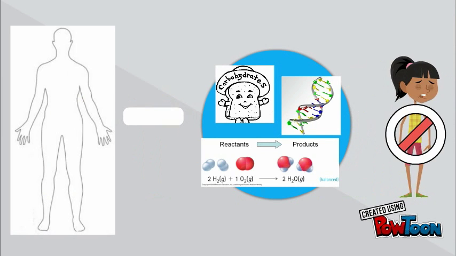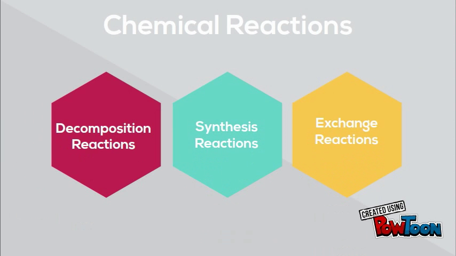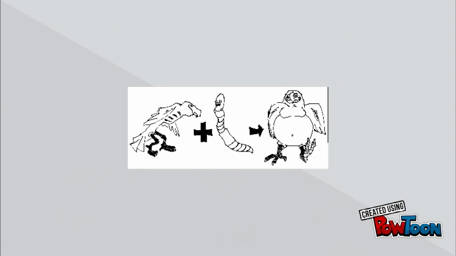If we didn't have chemical reactions, we probably wouldn't be here today. It is also important to know that there are different types of chemical reactions. These include decomposition reactions, synthesis reactions, and exchange reactions. In decomposition reactions, a large molecule breaks down into two or more smaller ones. In synthesis reactions, two or more smaller molecules combine to form a larger one.